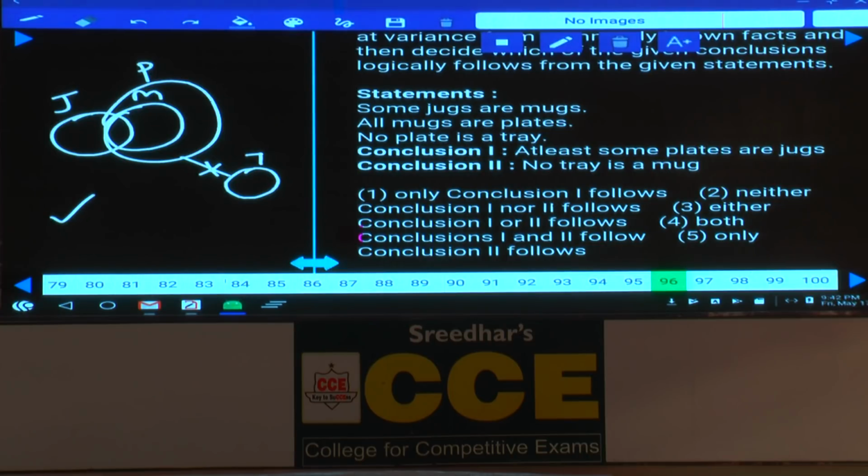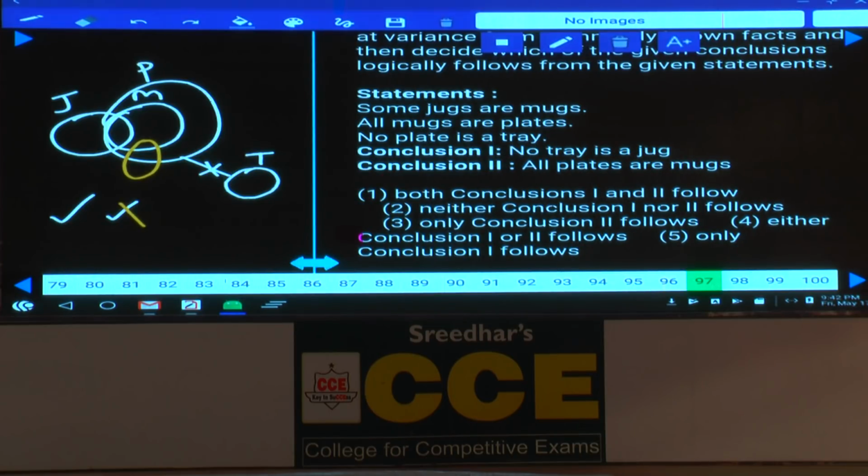Some plates are jugs is definitely true. No tray is a mug is also true. To make this one false, because it is a negative conclusion, the diagram should show some of the trays are mugs. Is it possible to draw like that? No. So the second conclusion is false, and only one follows, that is choice 1, 96.